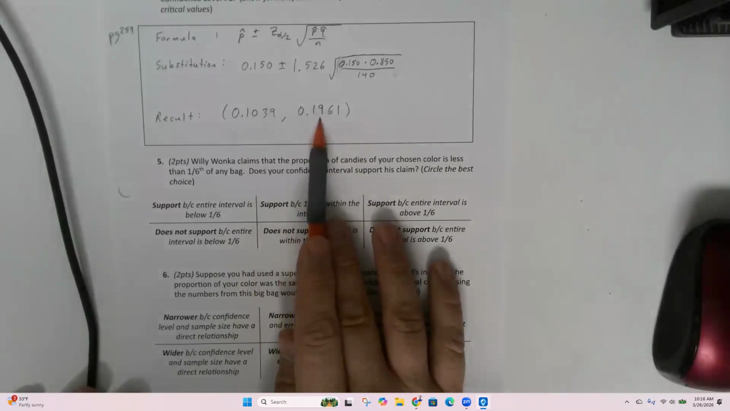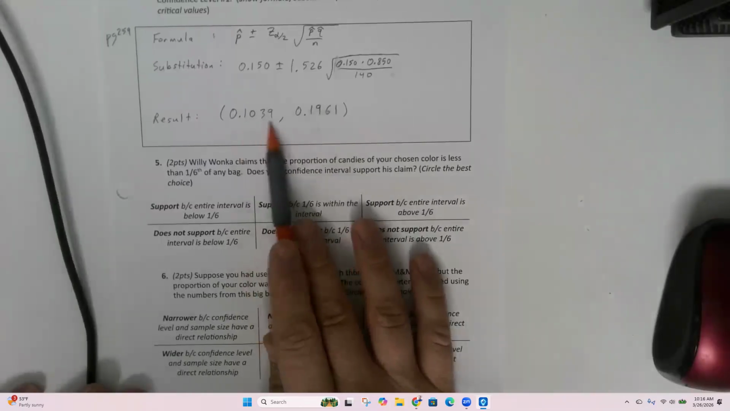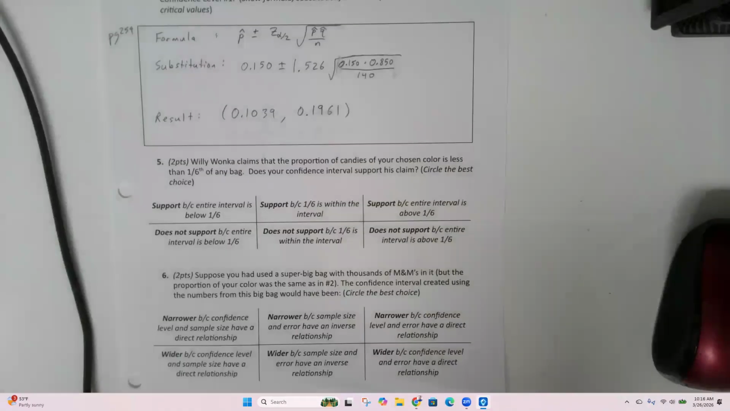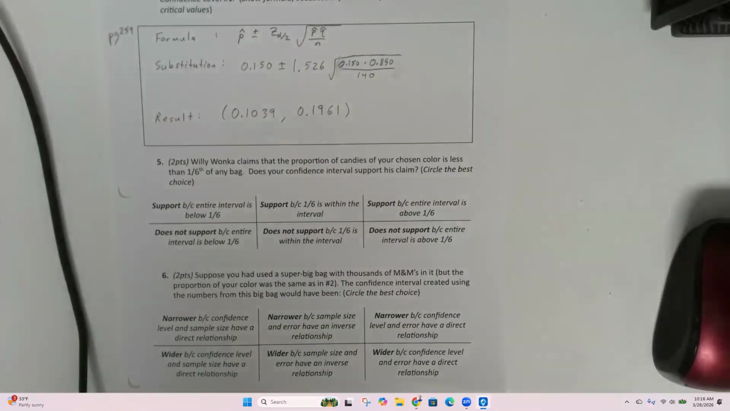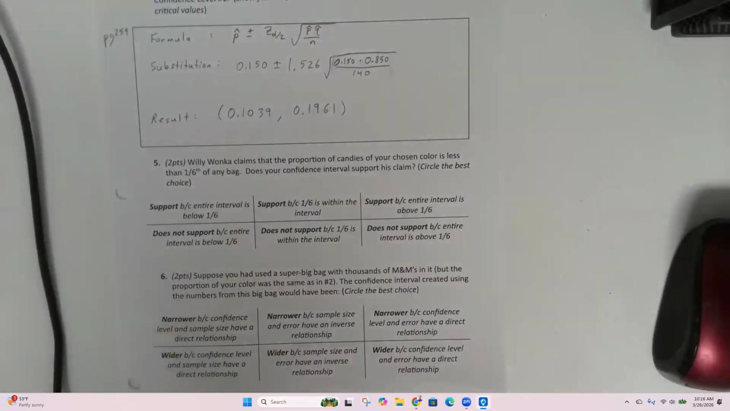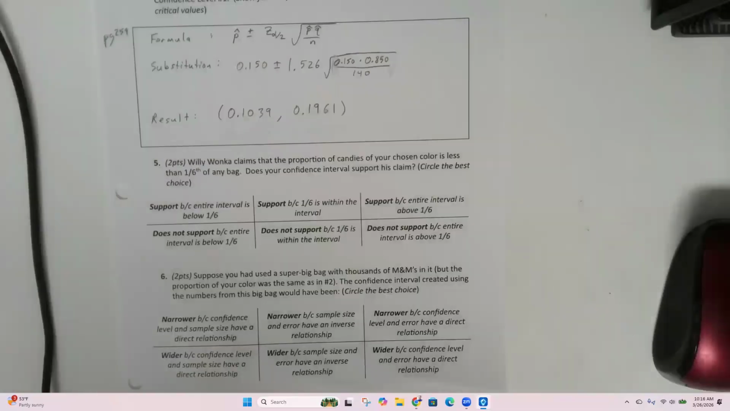Okay. Now, if I wanted to be more confident, if I wanted to be 95% or 99%, then my confidence interval would have to change. Okay. And also, if I used a bigger sample size, I would have been able to get more accurate. Okay. Because 10% to 19% is a pretty wide range. Okay. But anyway.